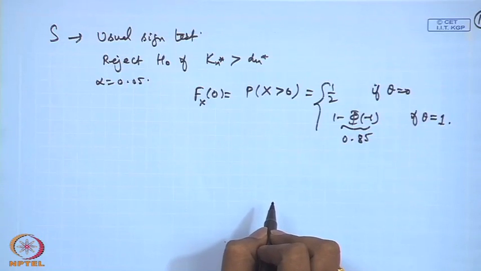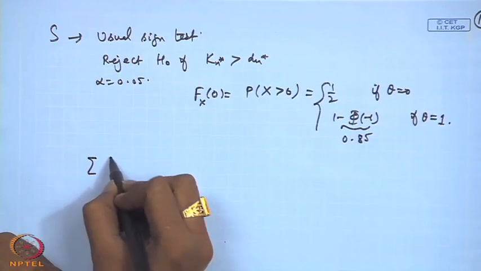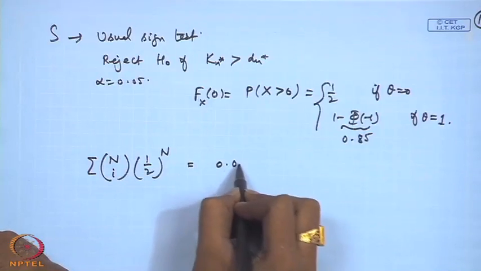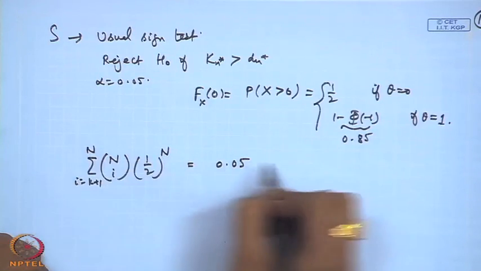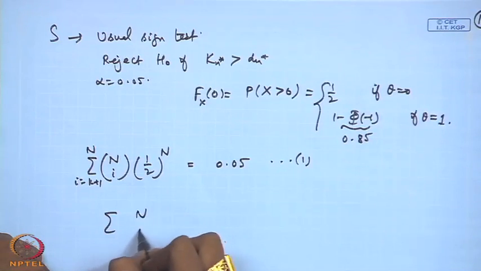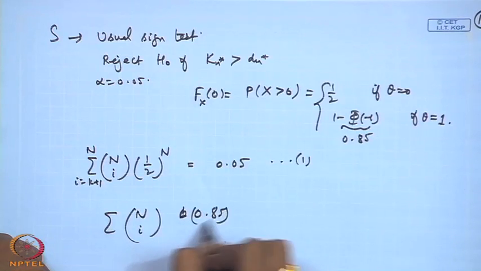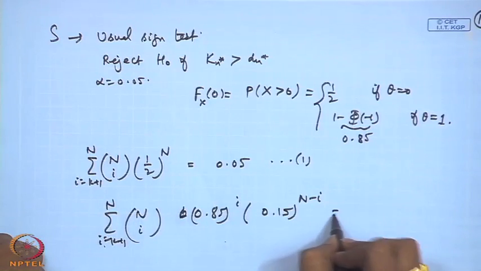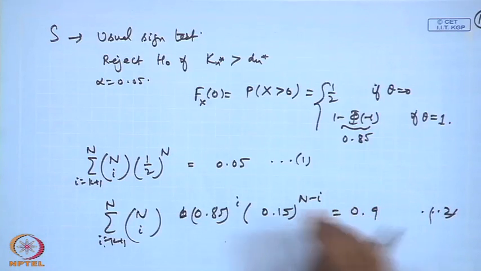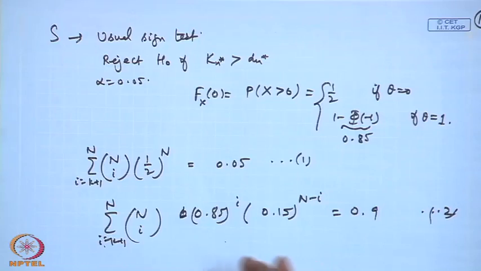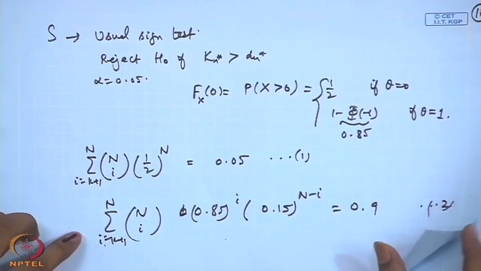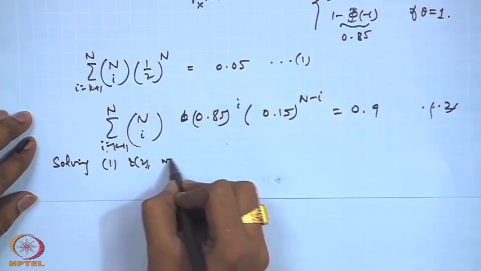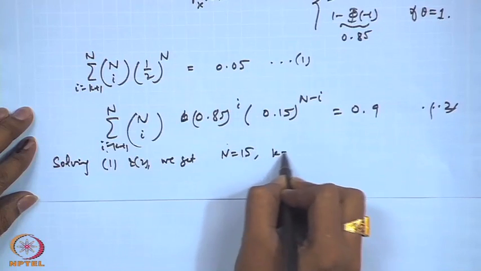So now we have two equations. Sigma n C i, half to the power n, equal to 0.05, for i equal to k plus 1 to n. This is one equation, and the second equation is sigma n C i, 0.85 to the power i and 0.15 to the power n minus i, for i equal to k plus 1 to n, that should be equal to 0.9. So you need to solve these two equations to get the value of n. And k is also required here, because that is where the cutoff will come. So solving 1 and 2, we get n equal to 15 and k equal to 12.